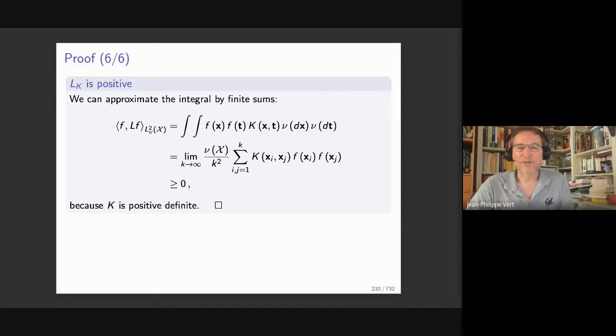You know, we can choose a set of points x1 to xn, growing to infinity, such that the integral is approximated by pointwise sums. So here we use specifically the fact that k is supposed to be a positive definite function. A Mercer kernel is a positive definite function, which shows that when you have a finite set of points, the double sum of k(xi, xj) times f(xi) times f(xj) is non-negative. And therefore, when you take the limit to get an integral, you remain non-negative.